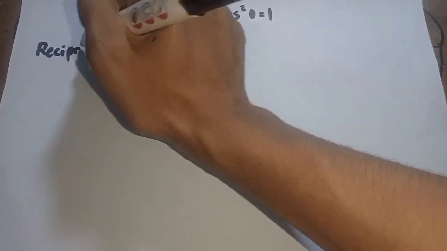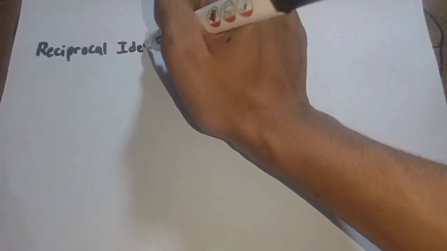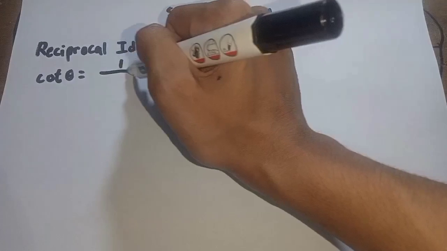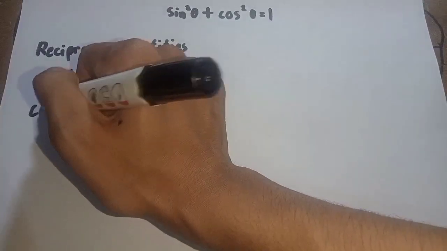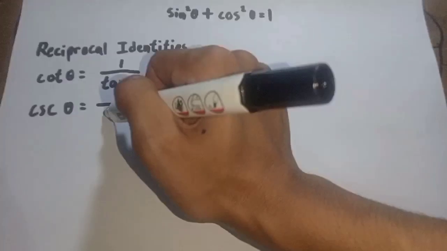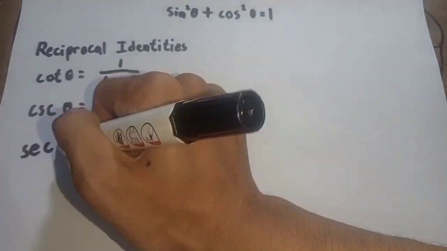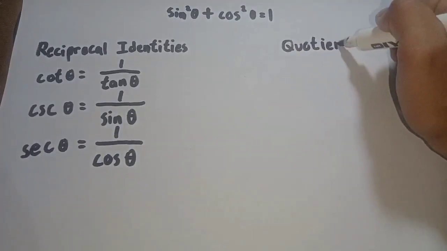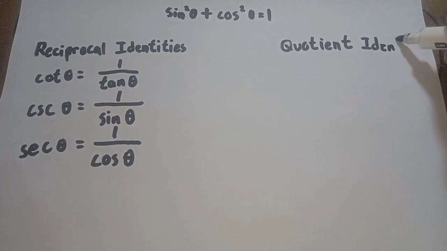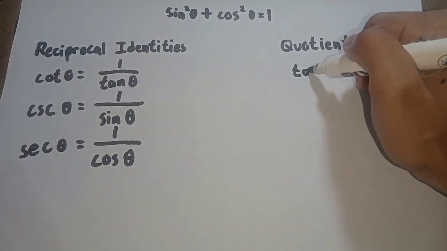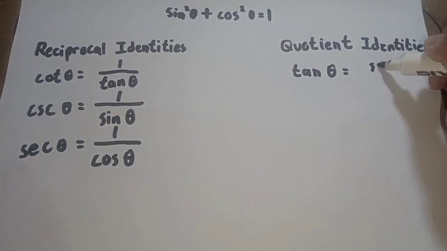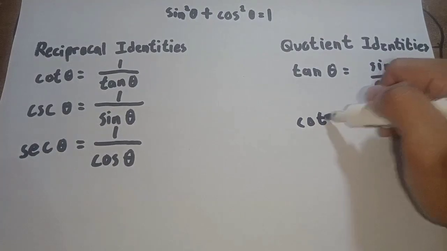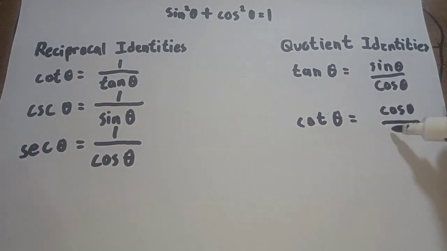Let's derive one of the main Pythagorean identities using quotient and reciprocal identities. Cotangent theta is equal to 1 over tan theta. Cosecant theta is equal to 1 over sine theta. Secant theta is equal to 1 over cosine theta. Okay, let's proceed to the next identity, which is the quotient identities. Tangent theta is equal to sine theta over cosine theta. Cotangent theta is equal to cosine theta over sine theta.